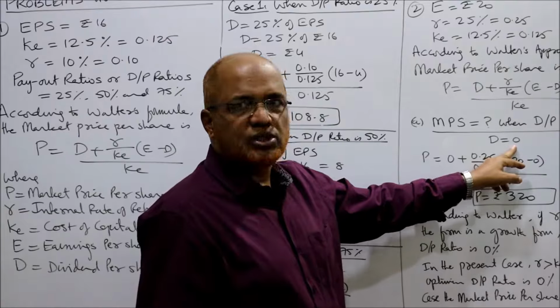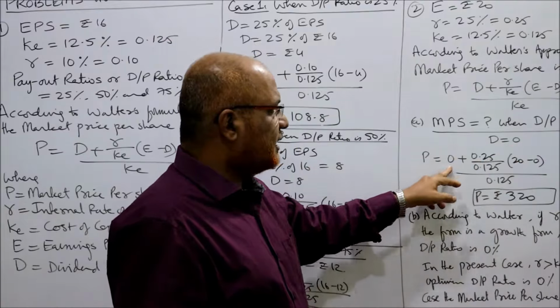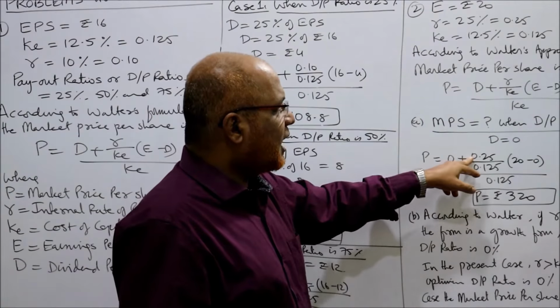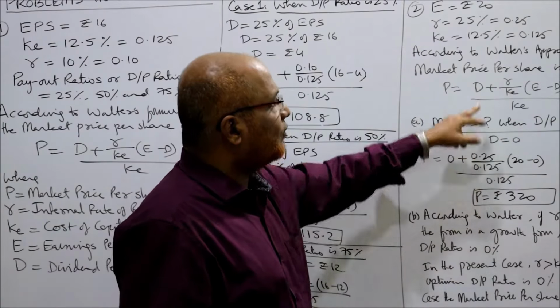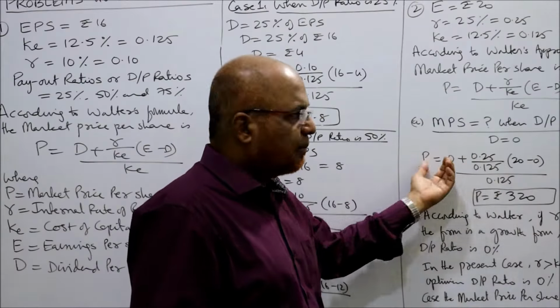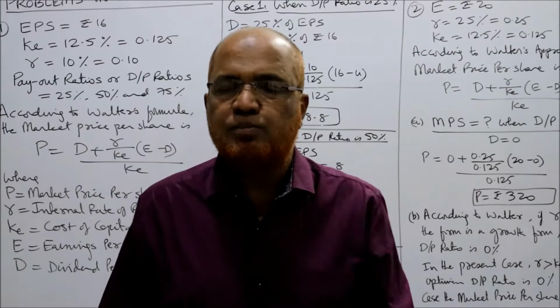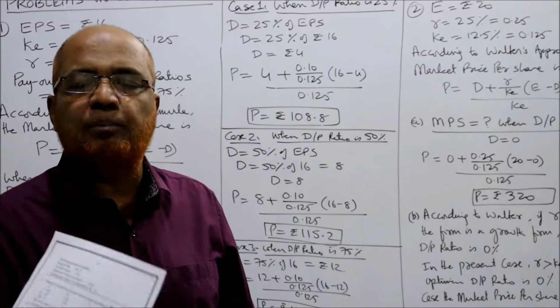तो D is equal to 0. तो P is equal to 0 plus D की जगह पे 0 ले लेंगे और R 0.25 है, K 0.125 है, यहाँ पर दे दिया 20 minus 0 divided by 0.125. रिवर्स बैक मेथड से कैलकुलेट करो. P 320. पहला आंसर आ गया. The market price per share is 320 rupees when the DP ratio is 0.